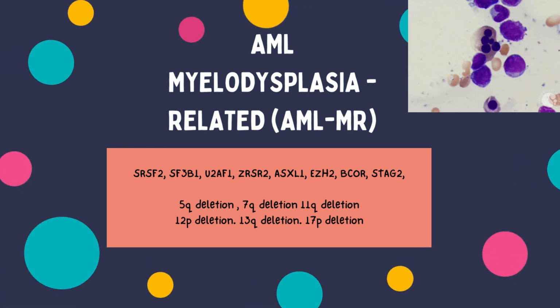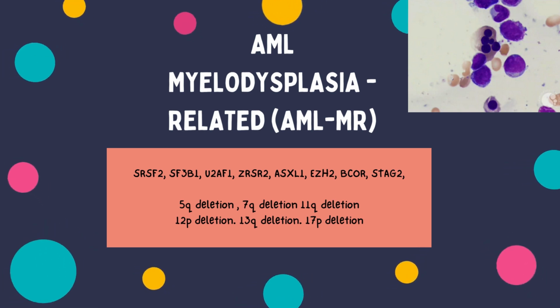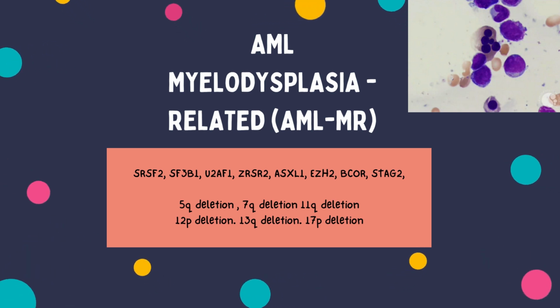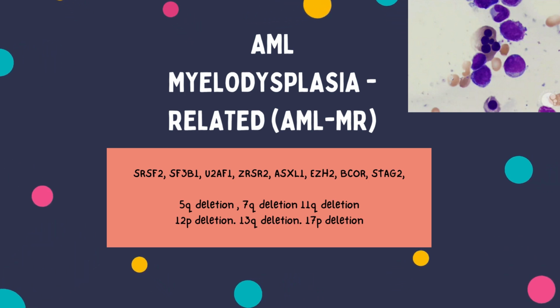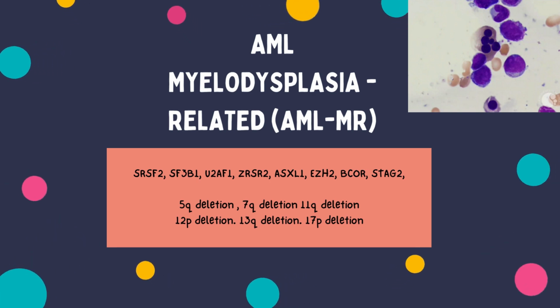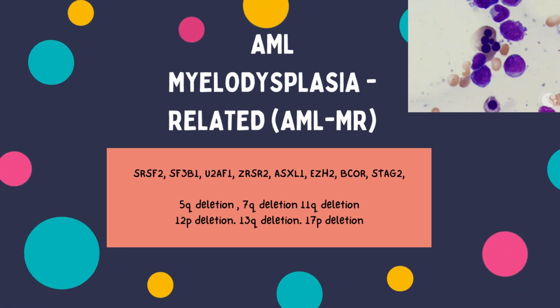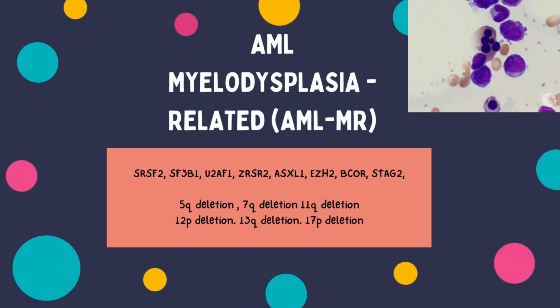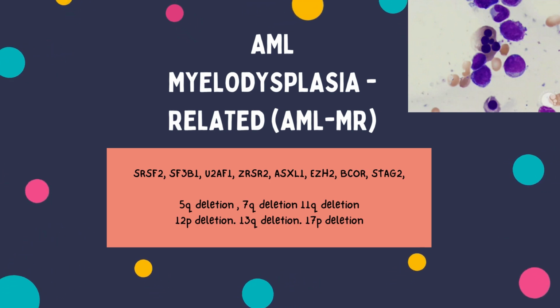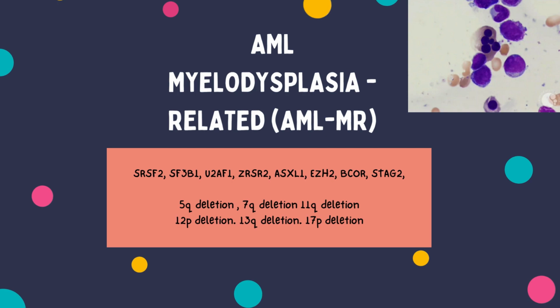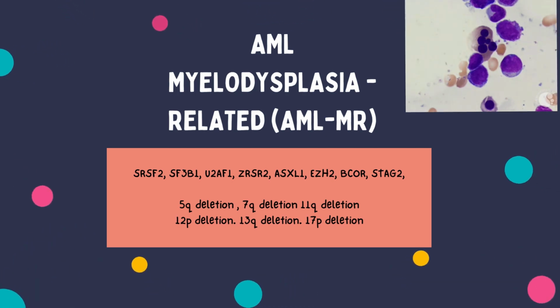Specific gene mutations are also related with myelodysplasia, and having those mutations will give you the terminology AML myelodysplasia related. And these include the mutations of SRSF2, SF3B1, 5q deletion, 7q deletion, 11q deletion, 12p, 17p deletion, and so on.